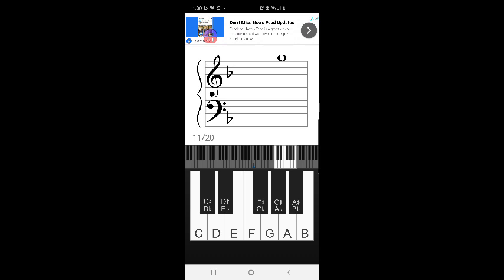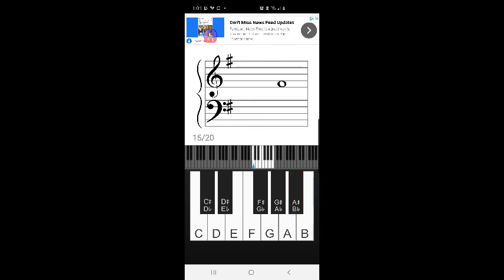That's a G natural. That's a B, E, A. That's a D. So it's D natural. D flats are B and E. That's a D. So it's D natural. The flats are B, E, A, D, G, C, F. And that's a B. So it's going to be B flat.